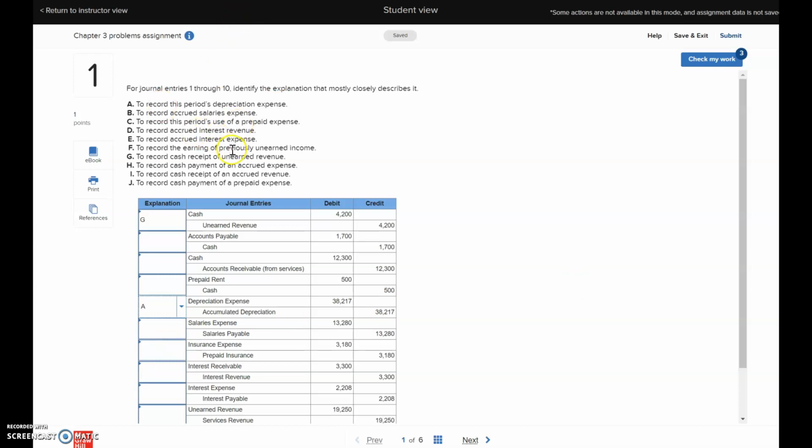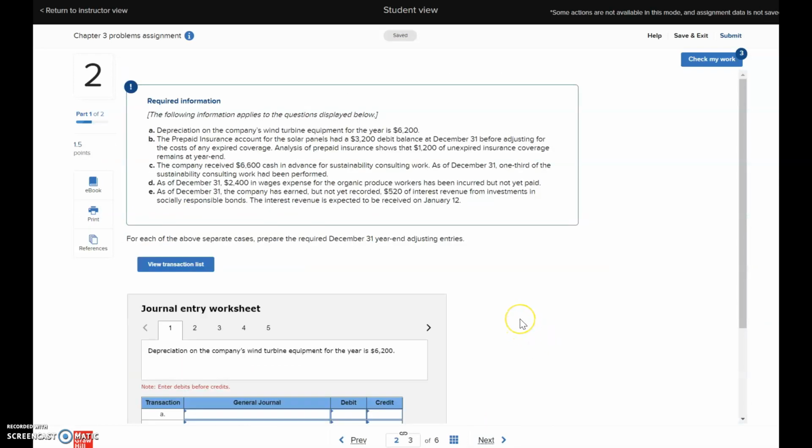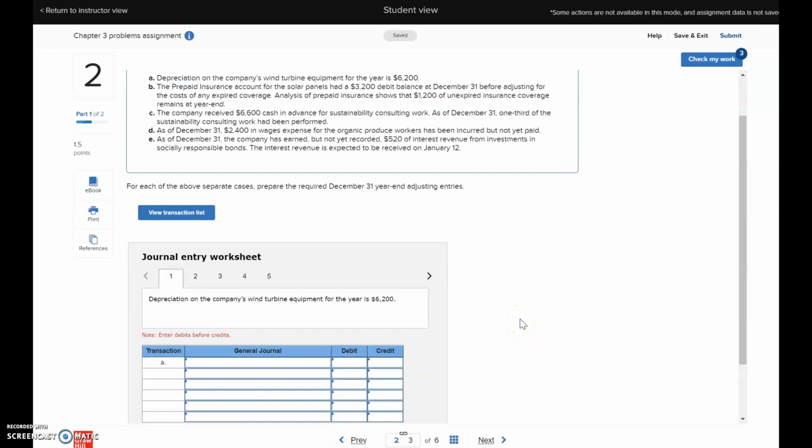So you're going to go through and you're going to choose which transaction description matches with the journal entry. Okay. Be careful with your check my work. I would do the whole thing before I used check my work. Don't do just a couple because then you'll run out. You want to make sure you get them all.